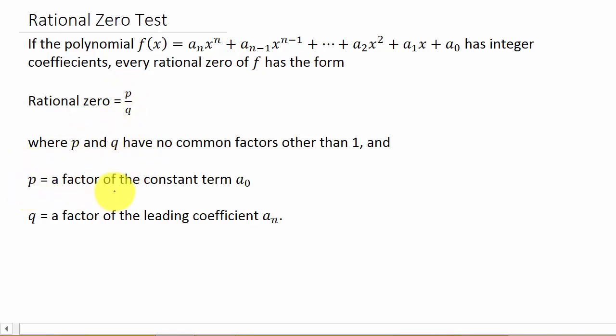All right, so p is a factor of the constant term. All the numbers that multiply to give us the constant term, that's p. Q is a factor of the leading coefficient, the number in front of the variable with the largest exponent. Okay, q is a factor of that.